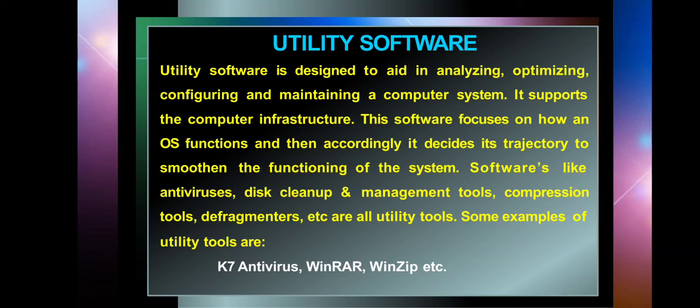Now, what is utility software? Utility software is designed to aid in analyzing, optimizing, configuring, and maintaining a computer system. It supports the computer infrastructure. This software focuses on how the operating system works, and accordingly it decides its trajectory to smoothen the functioning of the system. Software like antivirus, disk cleanup, management tools, compression tools, defragmenters, etc. are all utility tools, and some examples are K7, WinRAR, and WinZip.